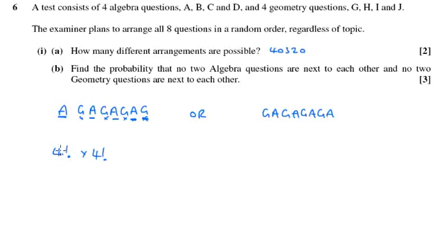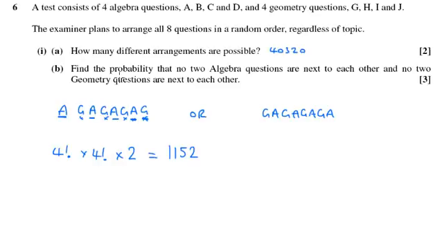So we can either do 4 factorial times 4 factorial, add 4 factorial times 4 factorial, or we can just times this answer by 2, which is a little bit quicker. So 4 factorial times 4 factorial times 2 is 1152. But that's how many different ways we can set the questions up.